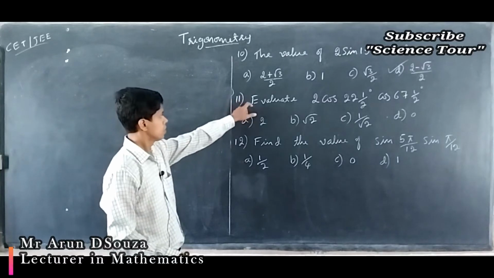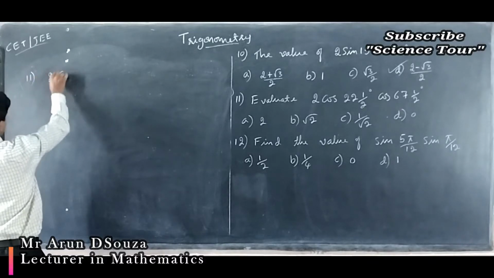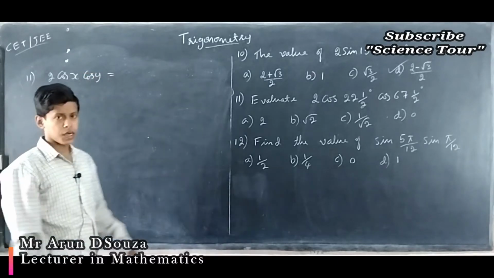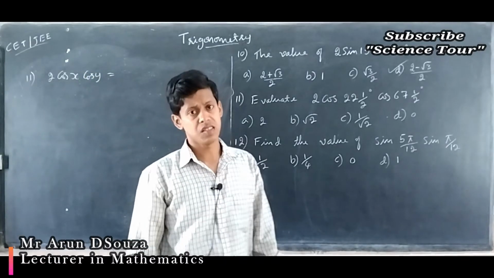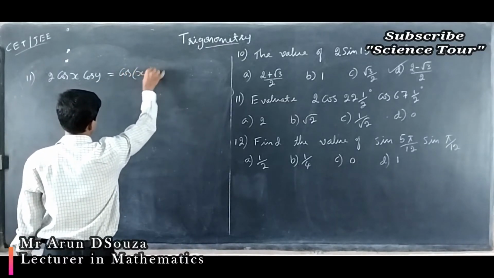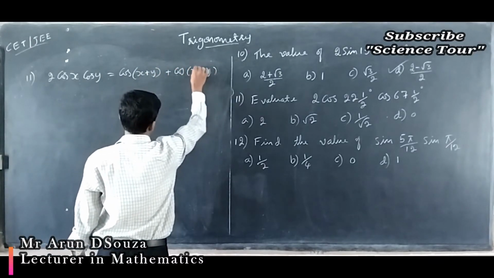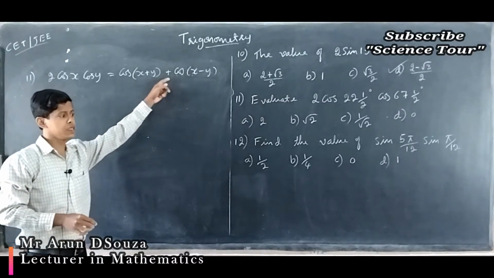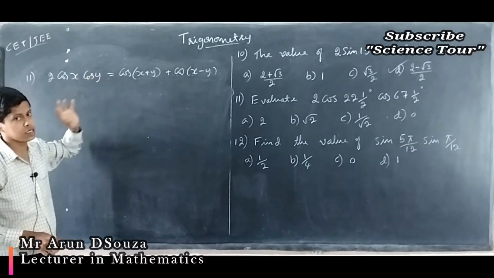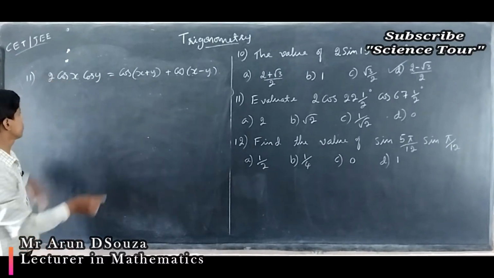All right, so evaluate 2 cos. So you have got 2 cos x cos y, correct? So if you have 2 cos x cos y, then which formula are we going to use? We can use the formula cos(x plus y) plus cos(x minus y). So what if you have minus here? If you have minus, you will get minus 2 sin x sin y, right? So that's the fourth formula.